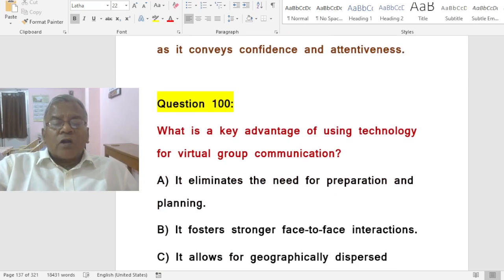What is a key advantage of using technology for virtual group communication? That is online group communication. Through internet we are having a group discussion. That is the idea here.